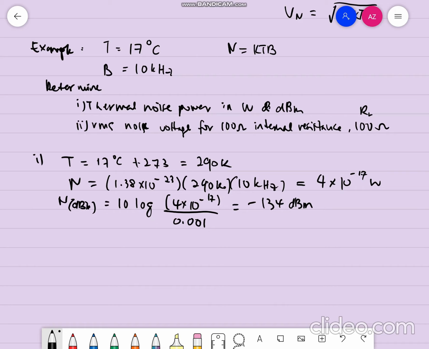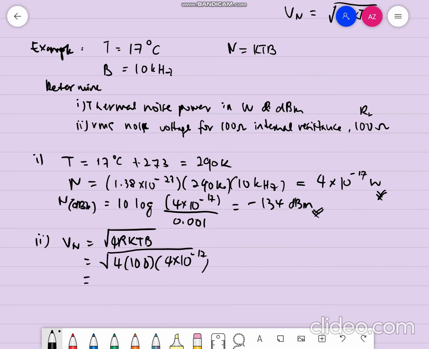Okay, so the RMS noise voltage, we use that VN formula of the square root of 4RKTB. So that's the example of how you calculate the thermal noise power and also the noise voltage.